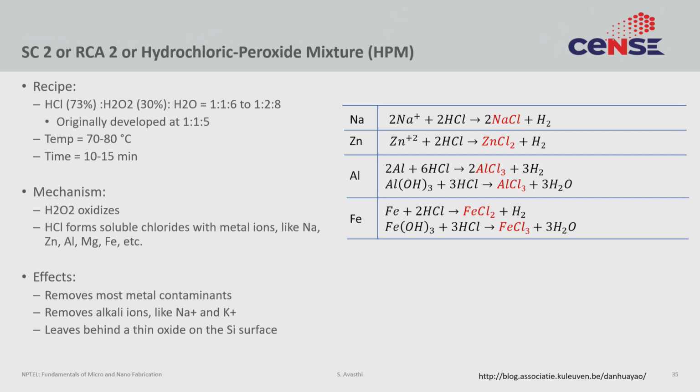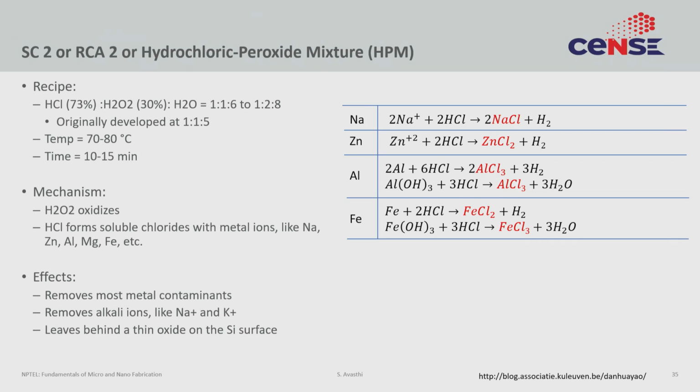The next step in the RCA is SC2 or RCA2. This is a hydrochloric peroxide mixture, called HPM. Just like the previous one, it has peroxide and water in a 1:1:6 or 1:2:8 ratio, but instead of ammonium hydroxide, you now put HCl. 73% is the standard that we get. And again, you heat this to around 70-80 degrees C and you leave it in the solution for 10 to 15 minutes.